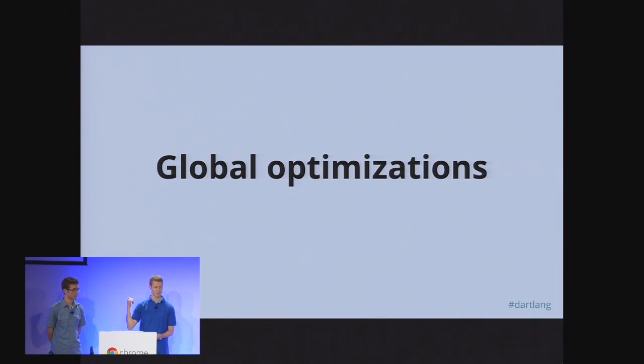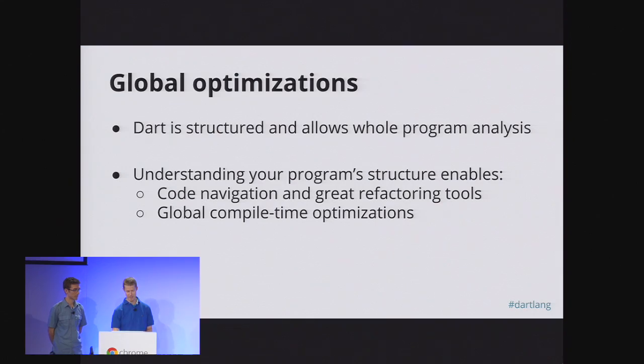The trick is right behind me: global optimizations. We really need to do better, and we need to do more aggressive optimizations in the code to make it end up being very fast and very good. So let's look at that. First up, Dart is structured. It has classes, it has methods, it has good structure. We can actually do whole program analysis. When we compile the program, we can look at every single bit in it and understand what's going on. That's a huge win for us.